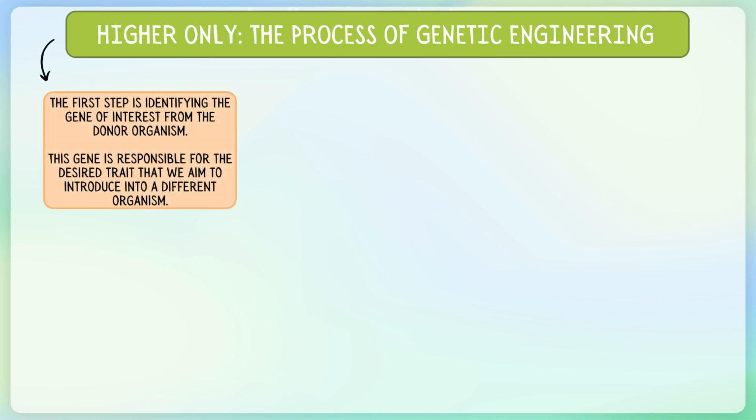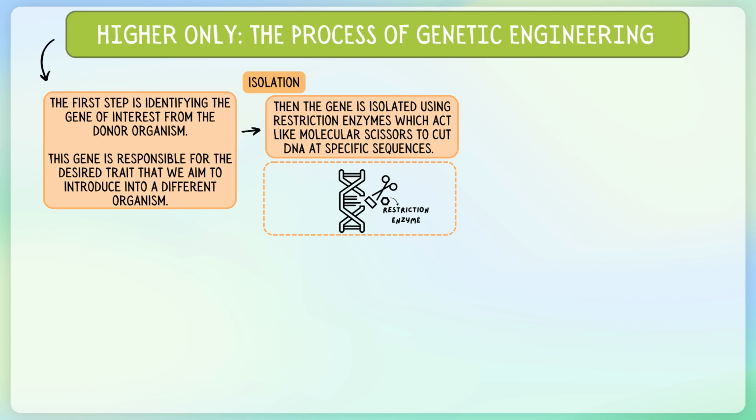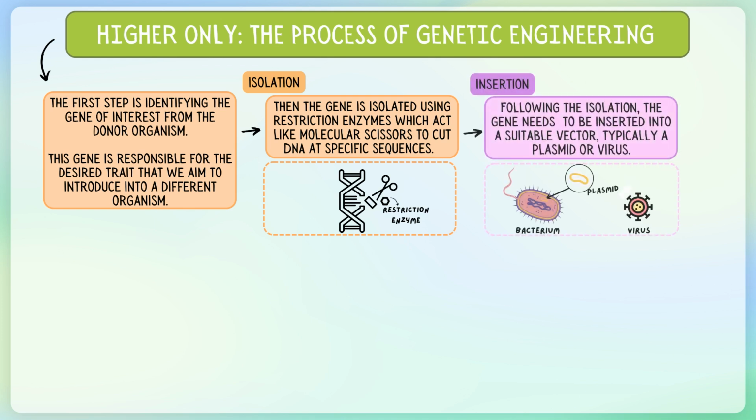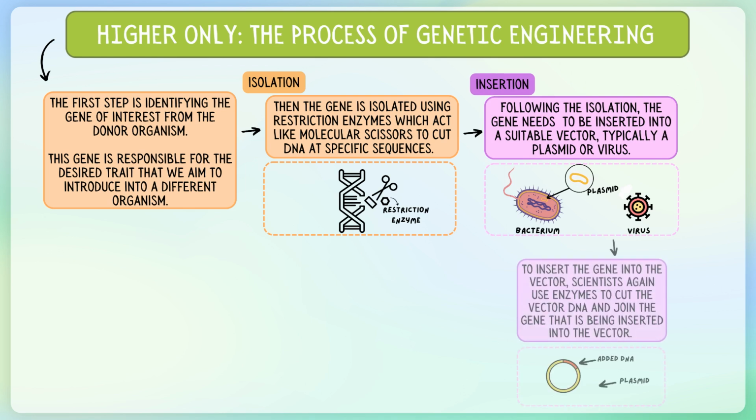In today's lesson, we further explored genetic engineering. This included a more detailed exploration of the main steps involved in the genetic engineering process. First, we identified the gene of interest from the donor organism. This gene is responsible for the desired trait that we aim to introduce into a different organism. Next, we discussed the isolation of this gene using restriction enzymes, which act like molecular scissors to cut DNA at specific sequences. Following the isolation, we need to insert the gene into a suitable vector, typically a plasmid or virus. We covered the process of using enzymes to incorporate this DNA into the vector for insertion.